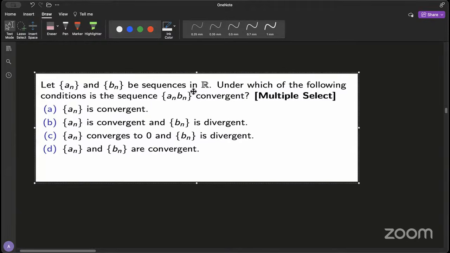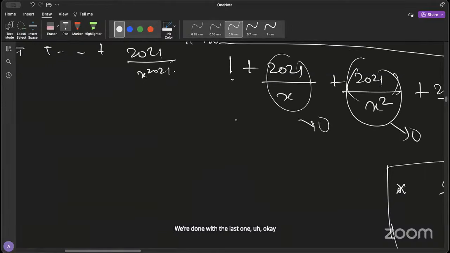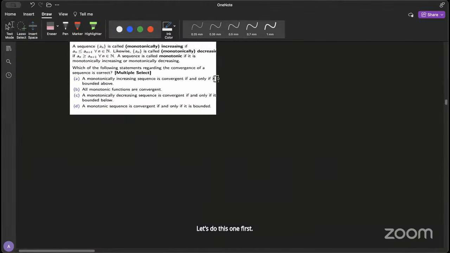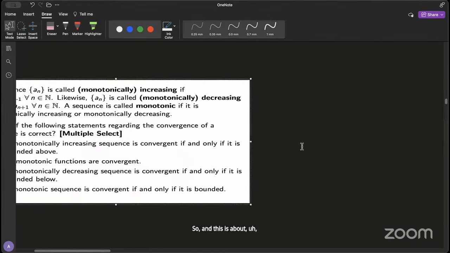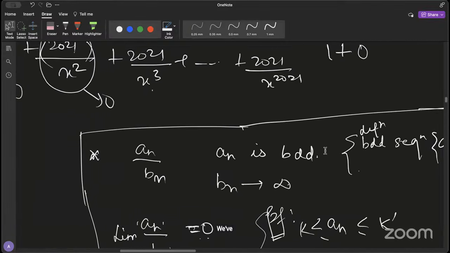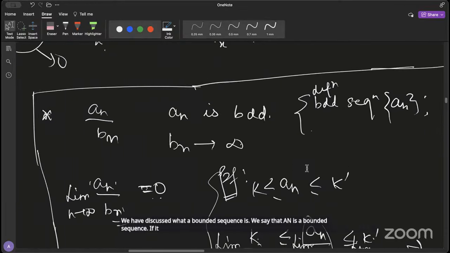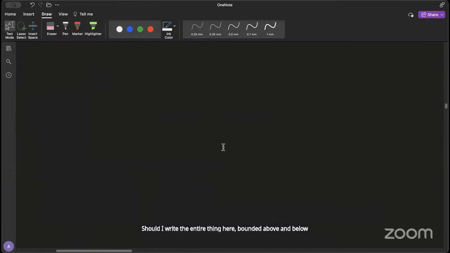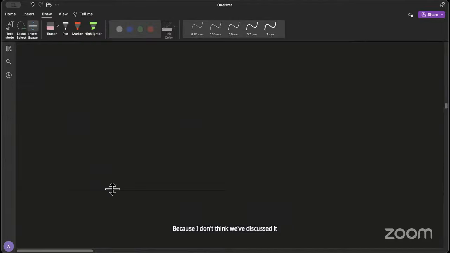An and Bn are given to be two sequences, and we are talking about, we're done with the last one. Okay, we're not done with this one either. Let's do this one first. This is about boundedness. We have discussed what a bounded sequence is. We say that An is a bounded sequence if it is bounded. Should I write the entire thing here, bounded above and below and all of it? Because I don't think we've discussed it in lectures. So I'll write it here.